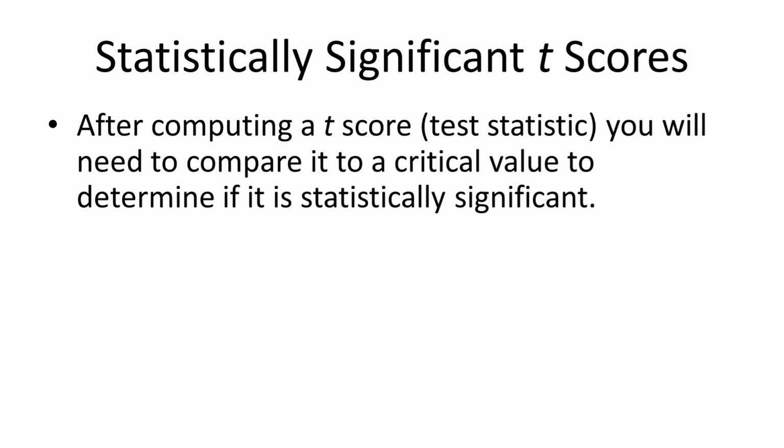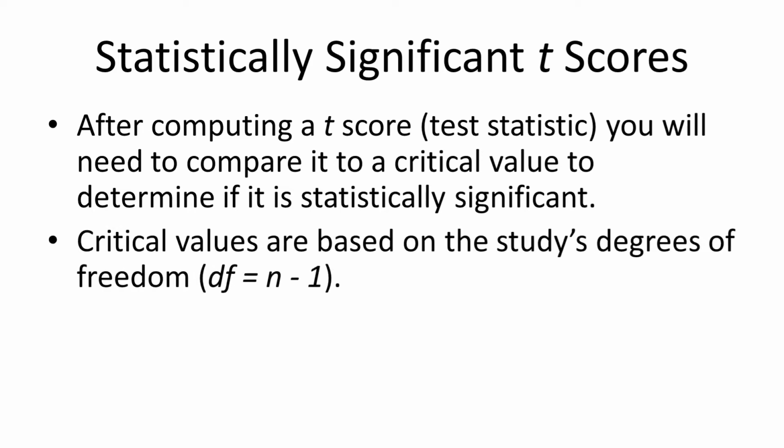So when you compute a t-score, that observed t-score or test statistic, it goes by a few different names. You will need to compare your observed t-score to something we call the critical t-score, the critical value for your test. And it's by doing this kind of comparison that we determine those significance values. We determine those p-scores.